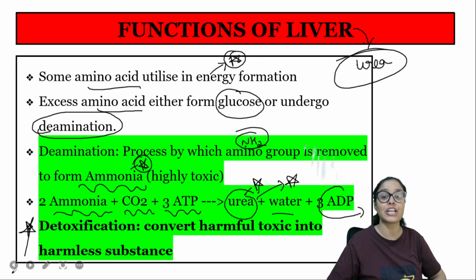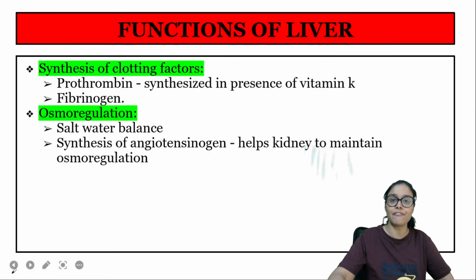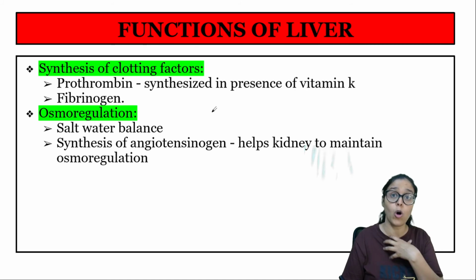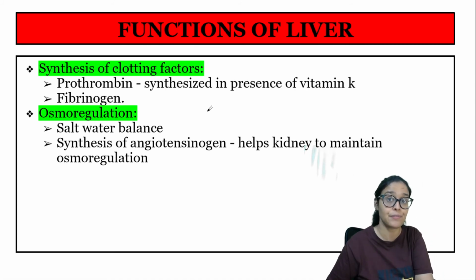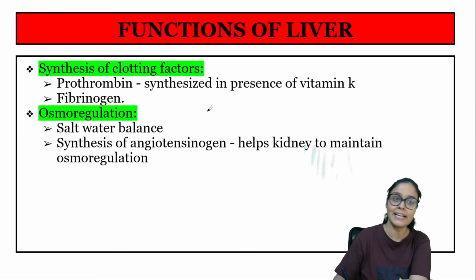Detoxification. Detoxification means harmful toxic substances will be converted into harmless ones. So detoxification is also done by the liver. And that's why people who drink lots of alcohol have a damaged liver. Why? Because the liver does the detoxification, right?